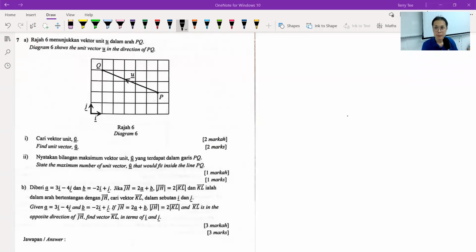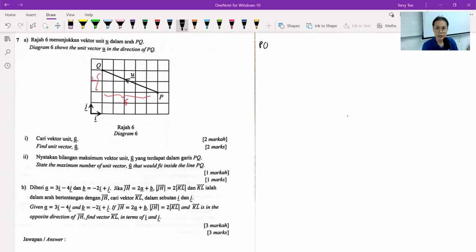Question number 7 is from the chapter on vectors, chapter 8. First, we are supposed to find the unit vector in the direction PQ, given this diagram here. But we can count the number of boxes here. You can see this is 5 units to the left, so we write -5i, right? And we go up by 2 units. You can write positive 2j.